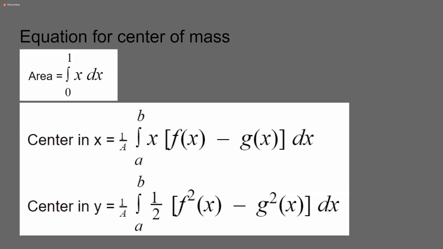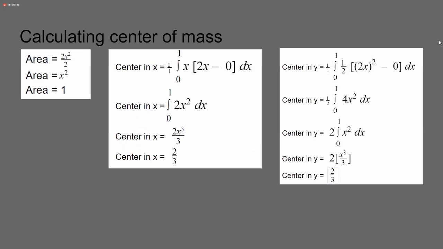And these are the equations in order to find the center of mass. You got your area, which is the integral from a to b of your function, and the center in x, which is 1 over the area, times the integral from a to b of x times f of x minus g of x, and then the center of y is 1 over area times the integral from a to b of 1 over 2 times f of x squared minus g of x squared. And this is to calculate the center of mass.